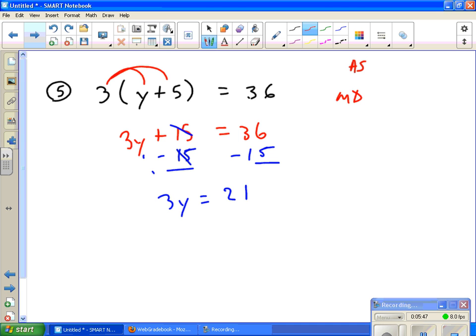That means 3 times y. So to undo that, divide by 3. Divide on the left, you need to divide on the right. These will cancel out, leave you with y equals 21 divided by 3 is 7.